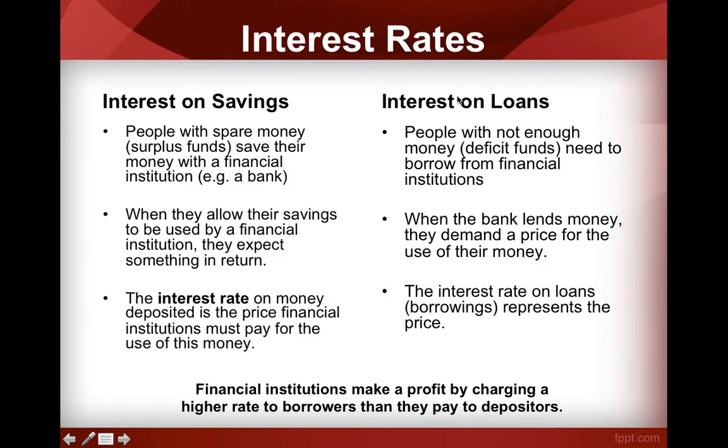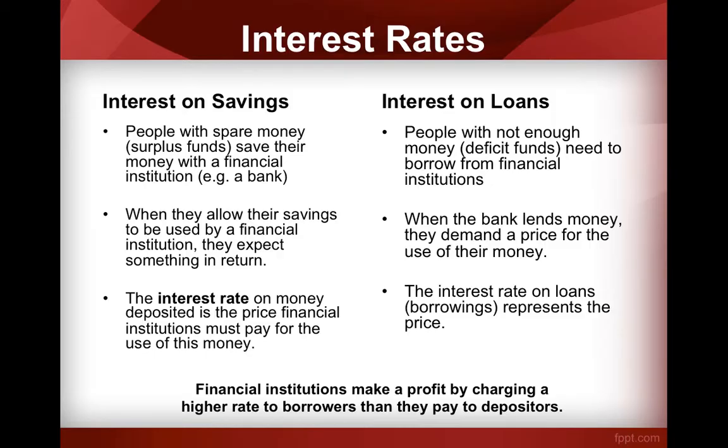The second type of interest is interest on loans. So people with not enough money, or deficit funds, need to borrow money from a bank. When the bank lends them that money, they then demand a price for the use of that money. The interest rate on these loans represents that price. So they charge you for borrowing the money.